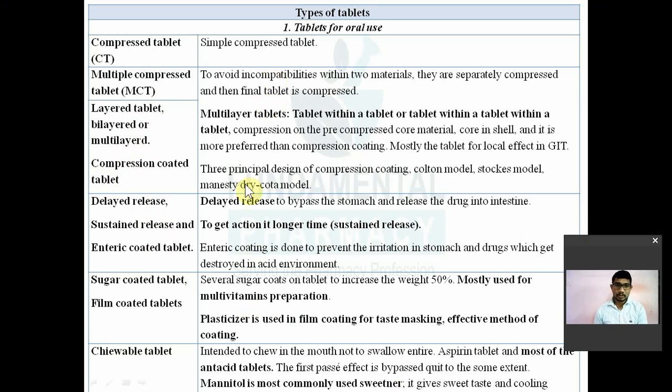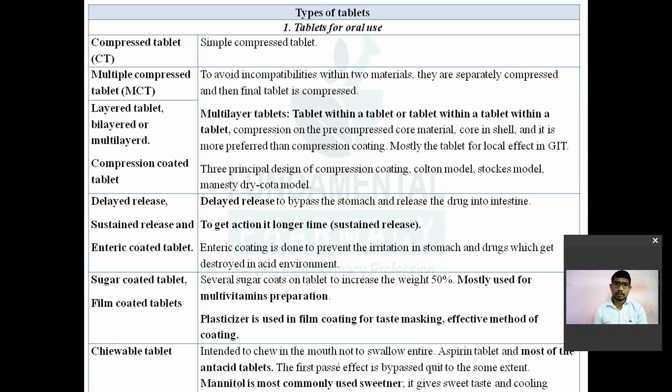Okay, so multi-layer tablets, bilayer tablets is nothing but the tablet within tablet. Tablet के अंदर अगर एक tablet है तो उसको बोलेंगे bilayer tablet. अगर multi-layer tablet मतलब क्या कि tablet within a tablet within a tablet, मतलब tablet के अंदर एक tablet है, उसके अंदर भी एक tablet है, उसको बोलेंगे tablet within a tablet within a tablet. And this was a question in GPAT. Tablet within a tablet is a type of multiple compressed tablets.